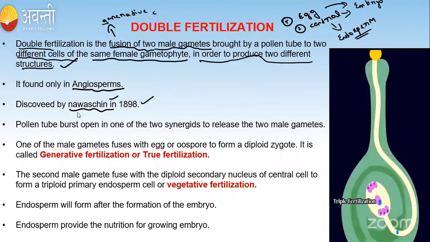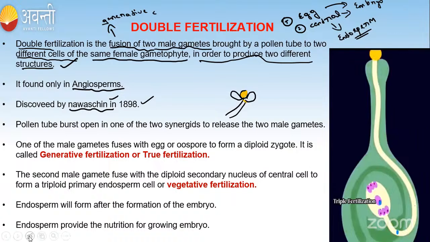Okay, so now the pollen tube has entered, right? When the pollen tube enters, it is going to burst open. Now the pollen tube has entered the ovule. See here, there is an egg cell and synergid cells. This is the egg cell and these are the synergids.